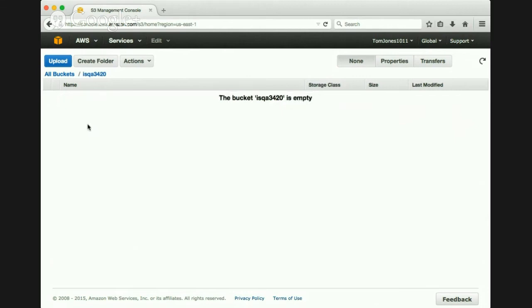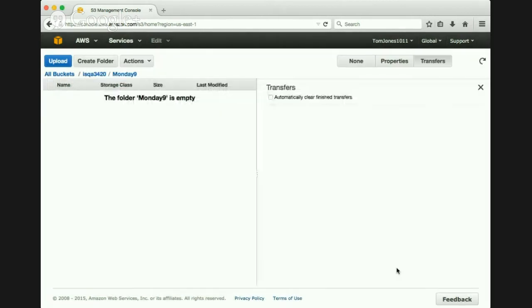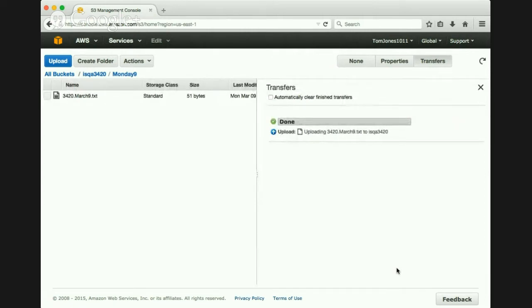So in this bucket, you'll see that I can create folders. Kind of like the hierarchical structure that we're all kind of used to, right? So I'll just create a folder called Monday the 9. And you'll see I have a folder in here called Monday 9. There's nothing in that folder right now. I can upload a file into that folder. Add file. I have this 3420 folder, and I'm uploading a 3420 March 9 text file. So you get the idea here that I can pretty simply create folders and upload files into there.